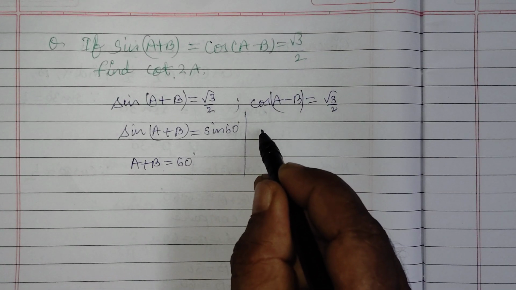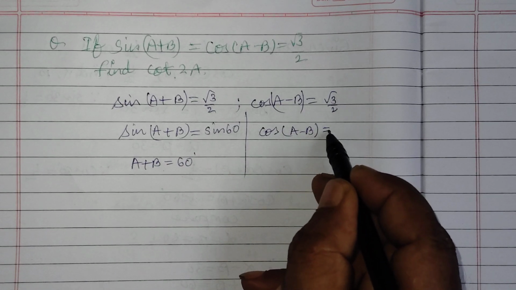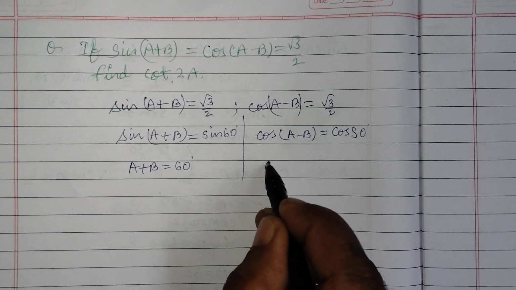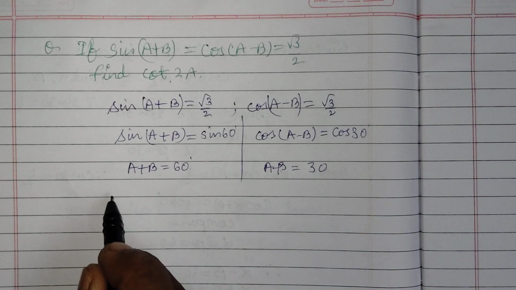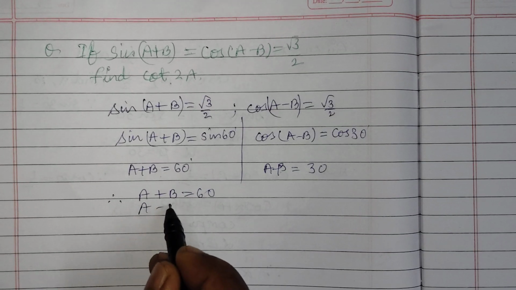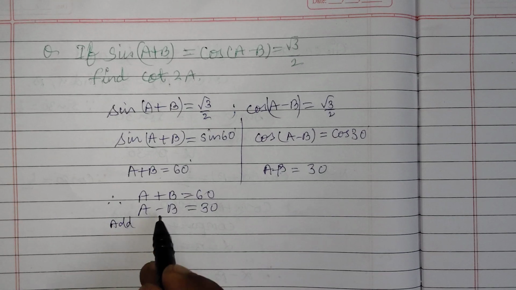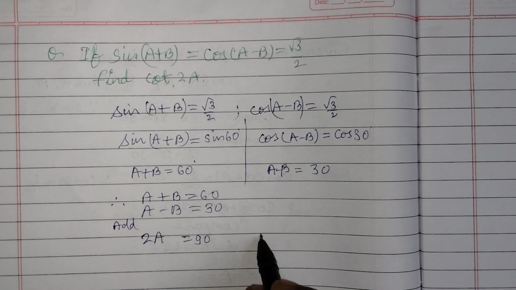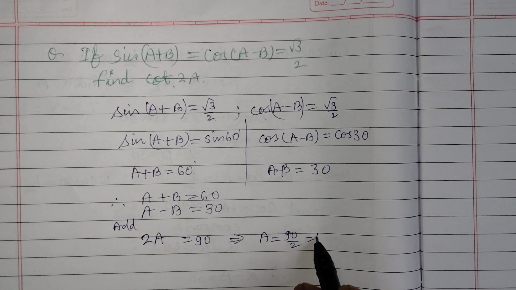And cos(a minus b) is also given as root 3 by 2, that is cos 30 degrees. So by comparison, it will give us a minus b equal to 30 degrees. Therefore, we generate two equations: a plus b equal to 60, a minus b equal to 30. Adding both equations, we cancel out b. So a plus a, 2a, equal to 90 degrees. Dividing both sides by 2, a equals 90 upon 2, which is 45 degrees.